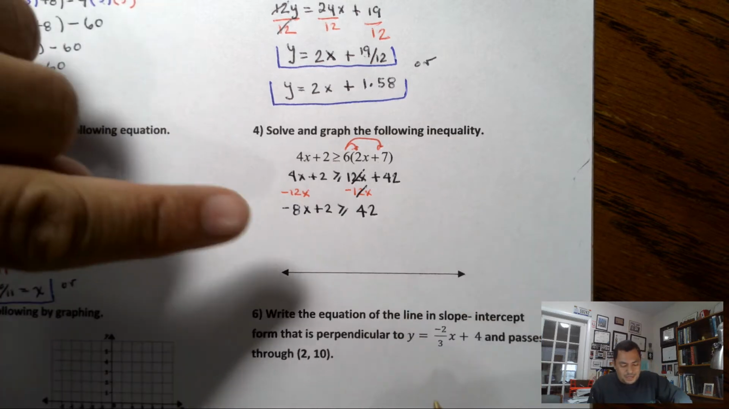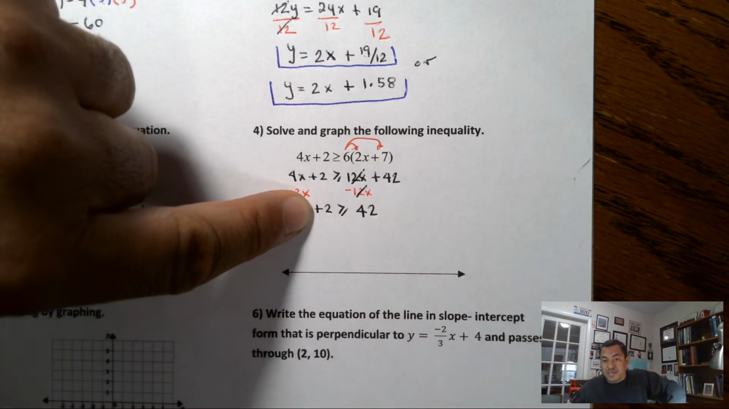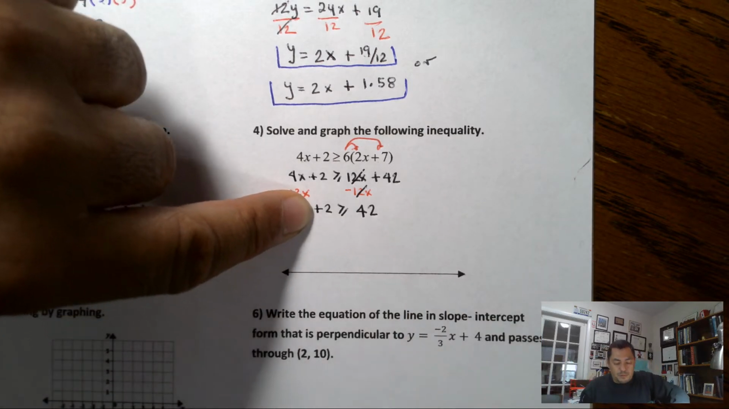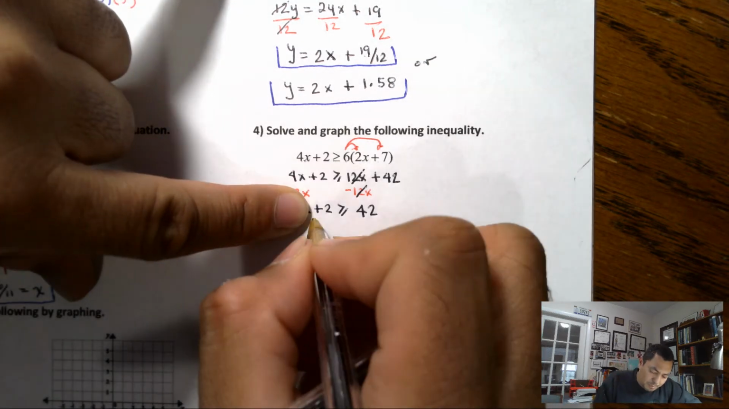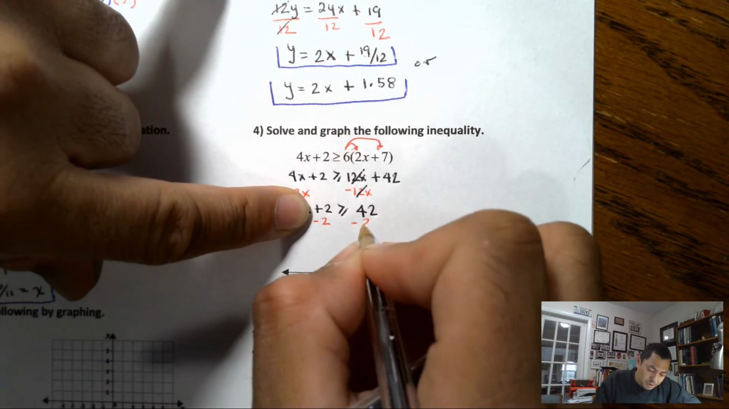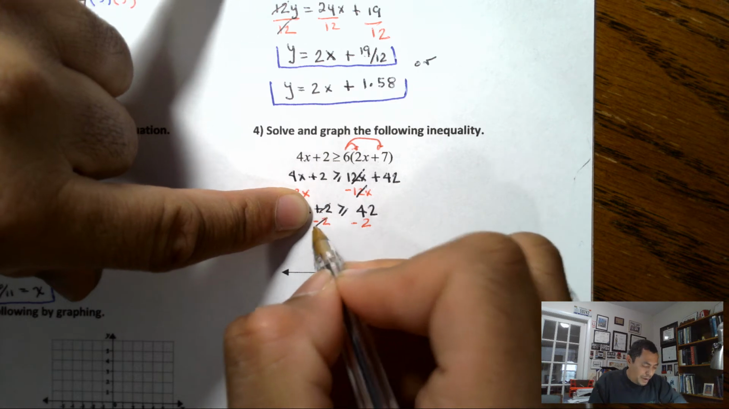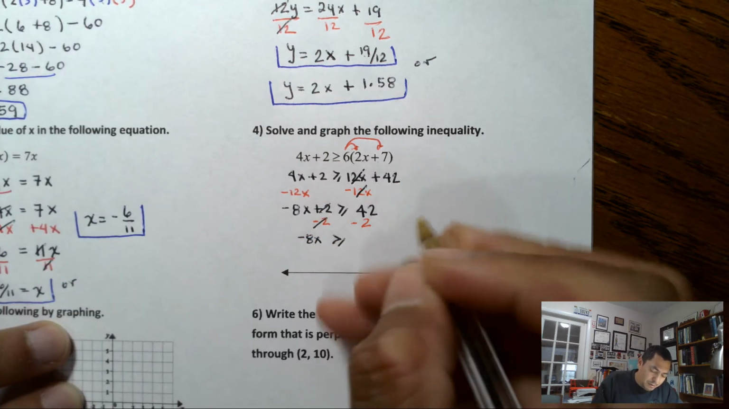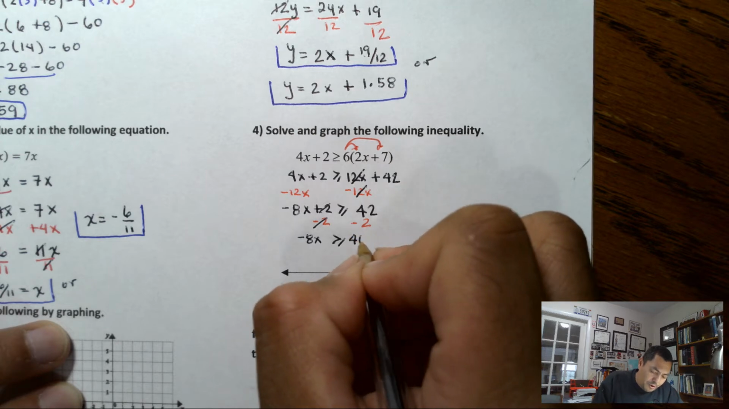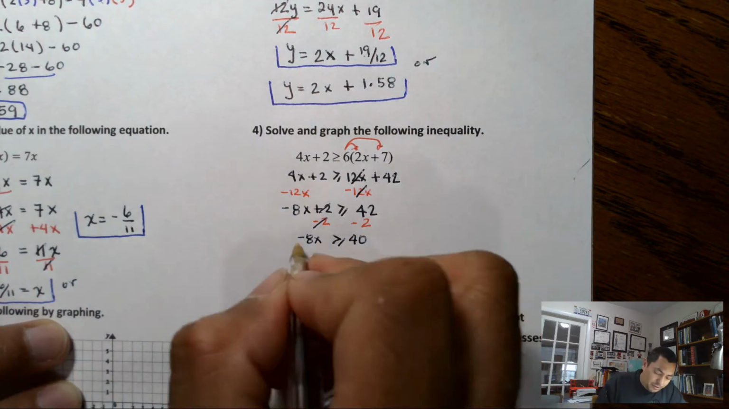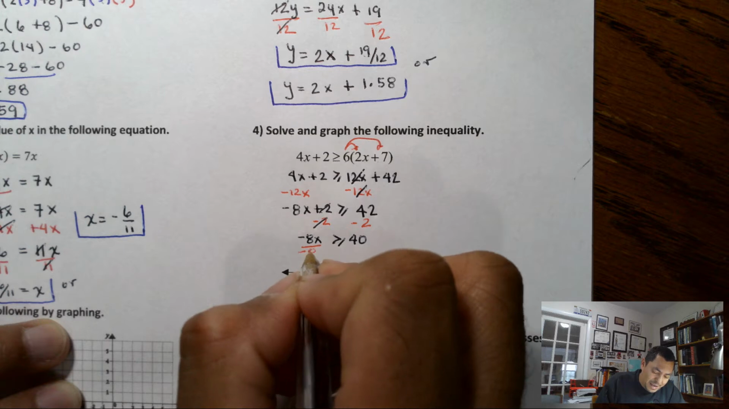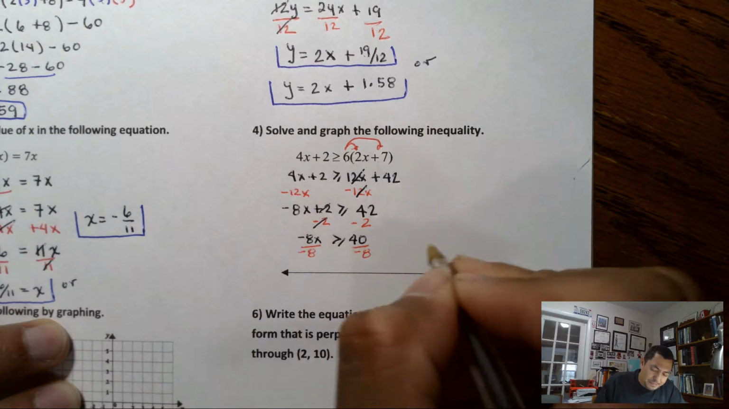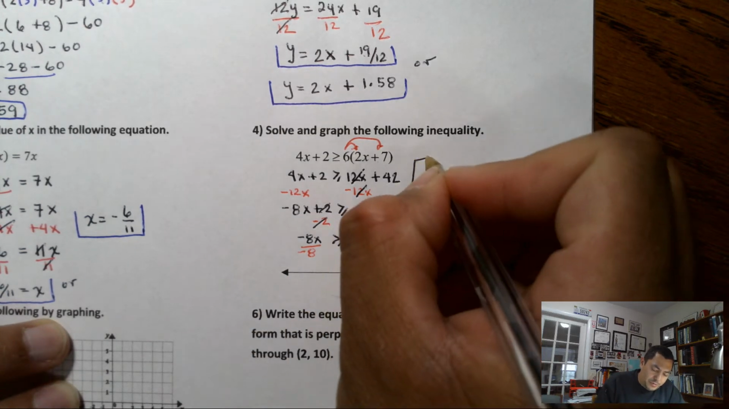Okay, let's get rid of that 2 that is next to my variable x. Remember, we are solving for x. So I'm going to use the opposite, minus 2, minus 2. These 2s go away. So I have negative 8x is greater than or equal to 40. And finally, we are going to divide by negative 8.